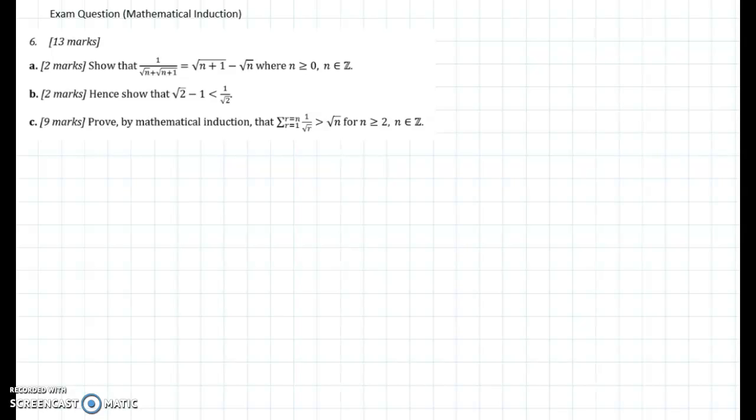Hello, in this video we are going to solve an exam question about mathematical induction. The question has 3 parts, and as you can see most of the marks are on the third part where we actually have to prove a statement by mathematical induction. The other 2 parts, 2 marks each, are just helping us prepare for that induction proof that we have to do at the end.